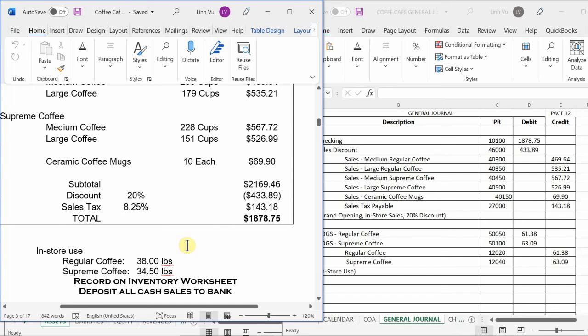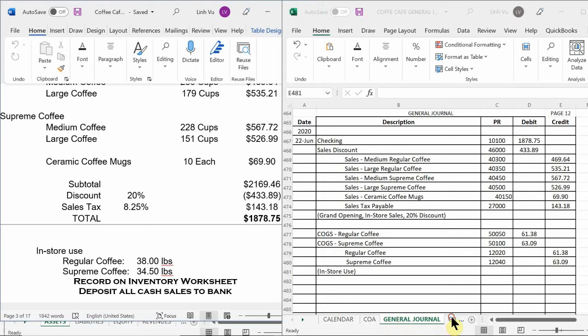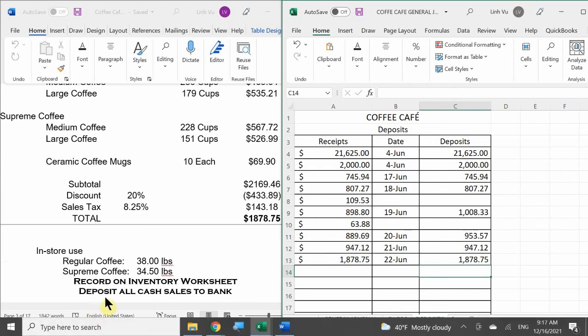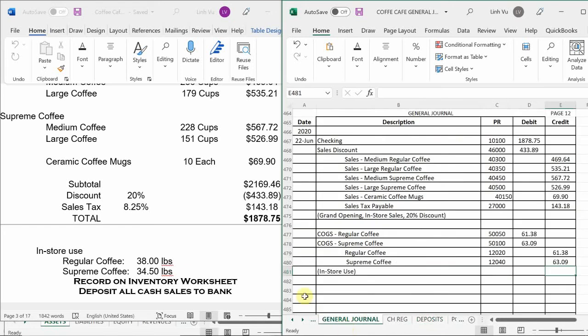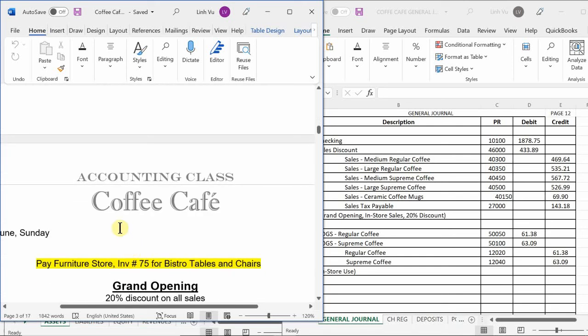Make the deposit. We're going to deposit the money. So go to your deposits. And we're going to deposit the 1878.75 today for the 22nd. Okay.